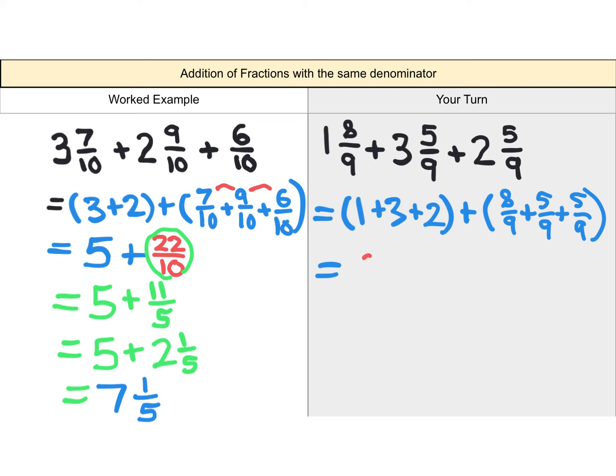1 plus 3 plus 2 is 6. 8 plus 5 is 13. 13 plus 5 is 18. The denominator is 9. 18/9 can be reduced to just 2, and 6 plus 2 is 8.